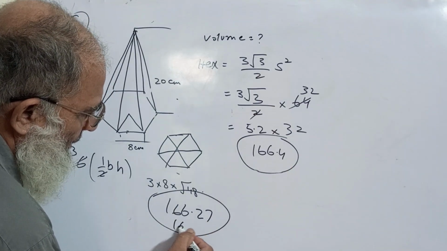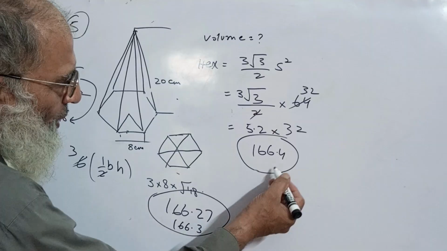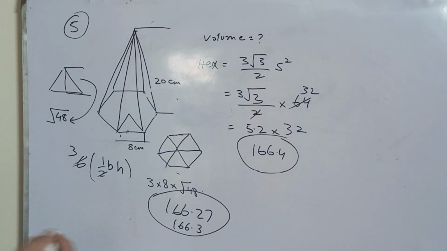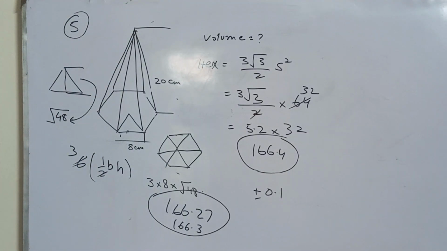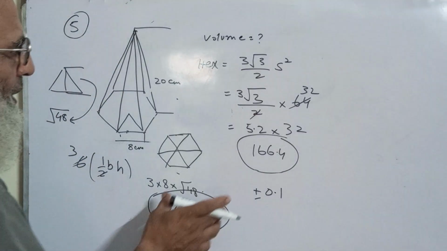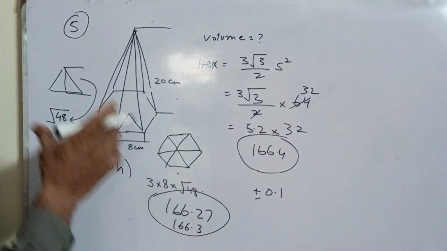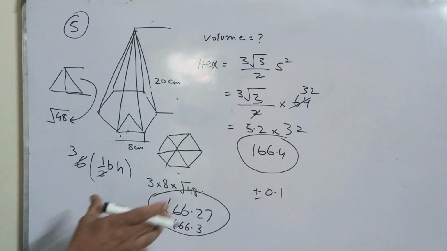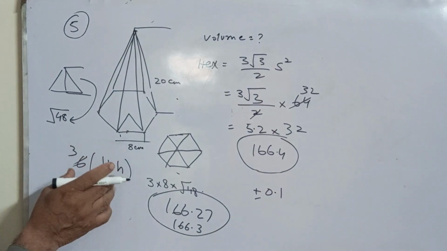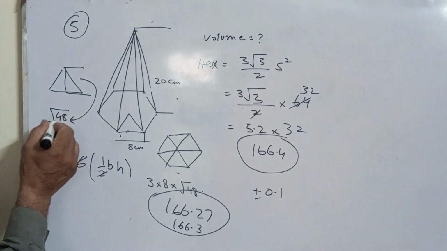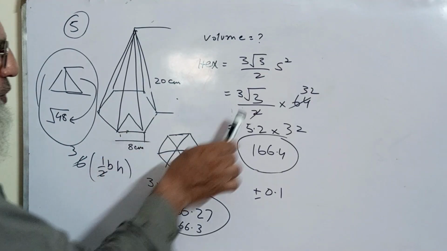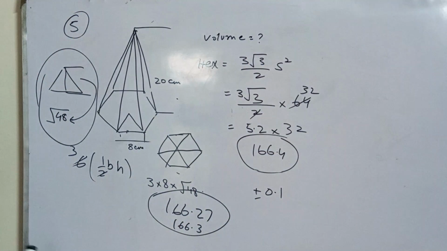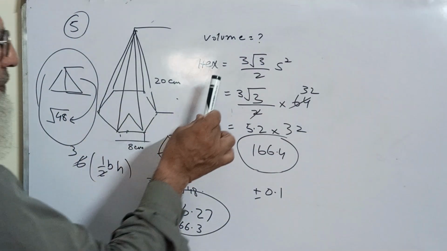It is 166.3. So there is only a difference of 0.1, so it is plus and minus 0.1. It is acceptable. You do it with this formula or you do it with this formula. Since this hint was given to you in your book, I did it like this, or otherwise you have to do it in this format.